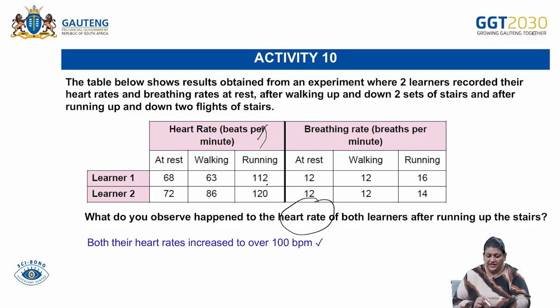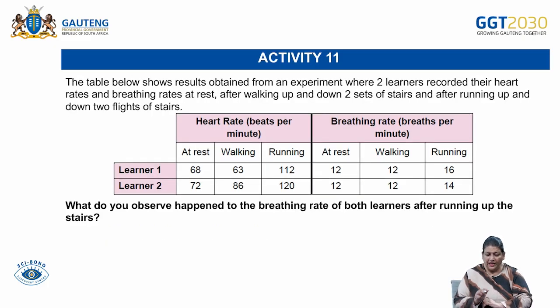Both their heart rates increased to above 100. The heart rate increased to above 100 beats per minute. This BPM means the heart rate increased to over, see here it's 60, but this is over 100. So the heart rate increased to over 100 beats per minute. That is the value that you must put in. Same question, same scenario, different question.